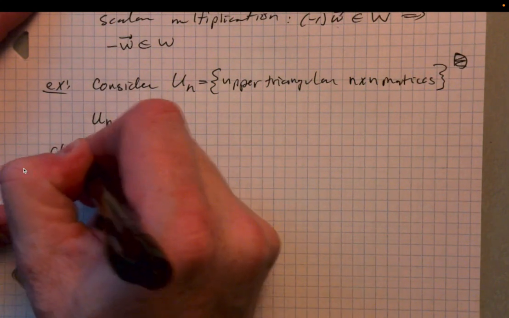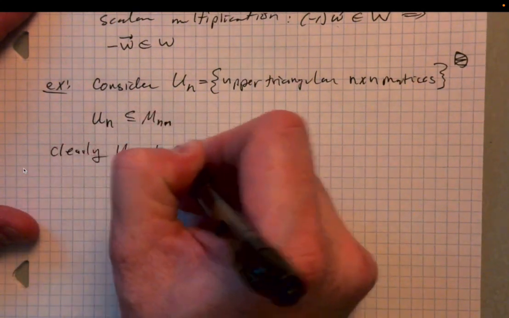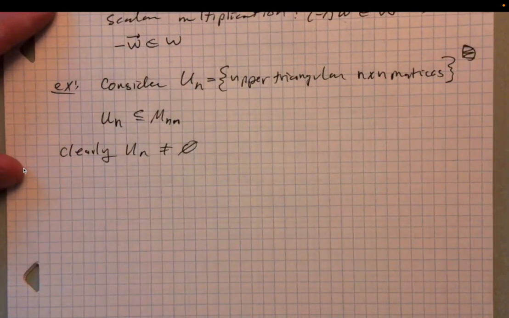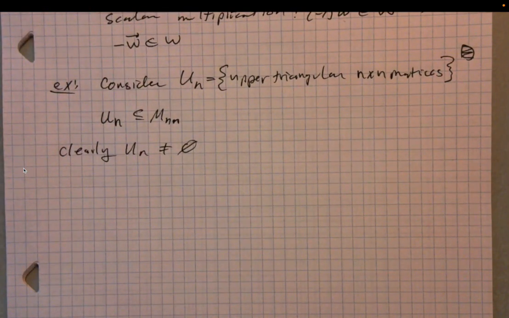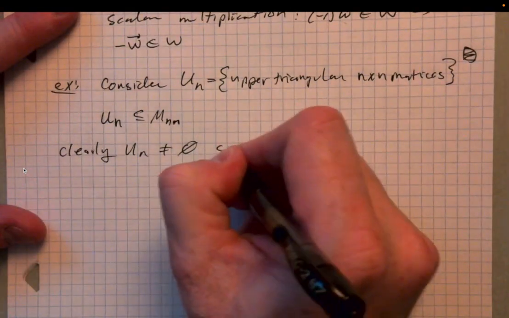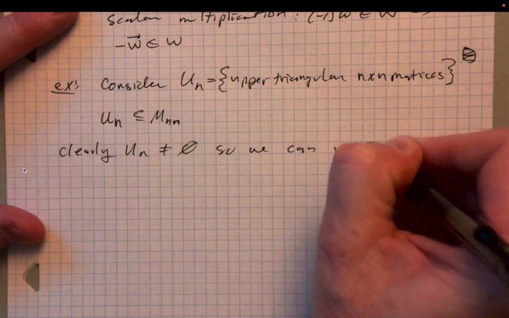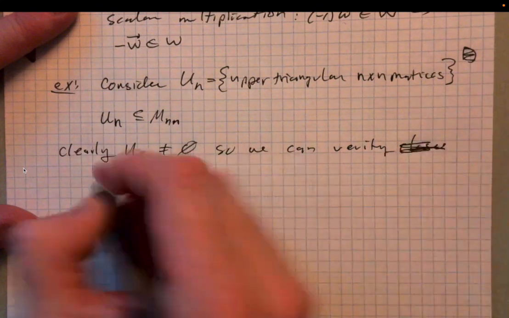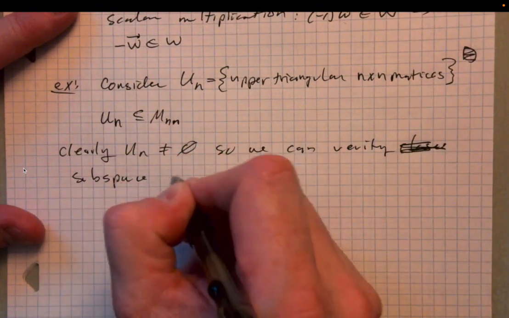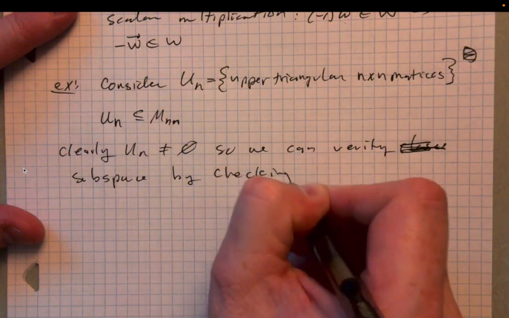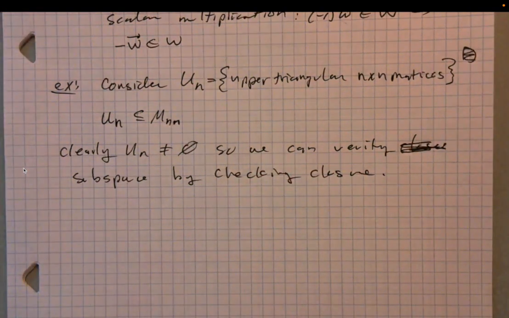Clearly U_n is not empty. I mean, anybody can imagine an upper triangular matrix, so it's obviously not an empty set. So in order to confirm that U_n is a subspace, we need to verify closure. So we can verify subspace by checking closure. Simple enough. We need to check that U_n is closed under addition.